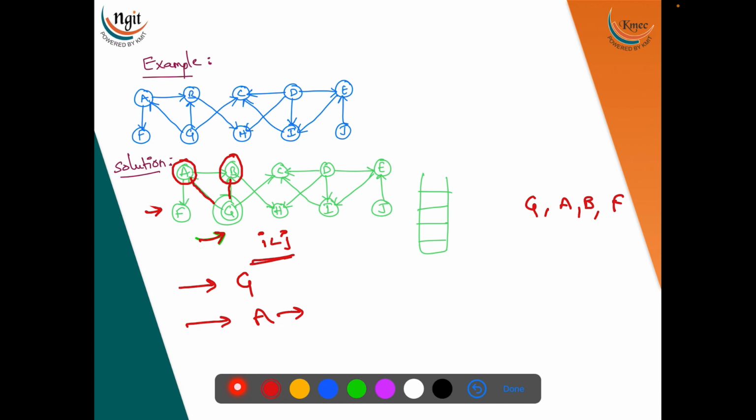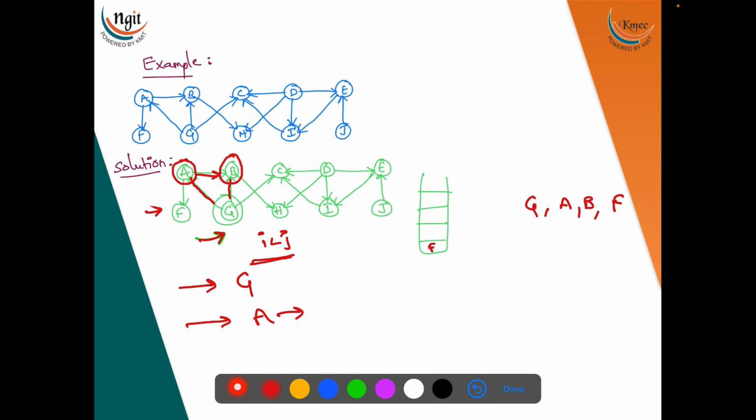Now visit F, look for unvisited neighbors. Since F has no unvisited neighbors, push F into the stack and move back to node A. A has B, and B has unvisited neighbors. So what is the stack meant for? Whichever vertex has no unvisited neighbors, that vertex has to get pushed into the stack.